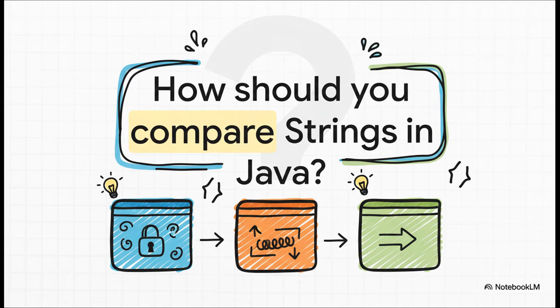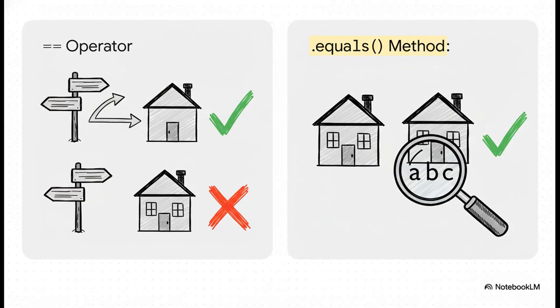Because of those 2 different memory spots we just talked about, comparing strings isn't as straightforward as you think. You've got 2 ways to do it, and they do not do the same thing. Let's break this down. The double equals operator is basically asking, are these 2 variables pointing to the exact same object in memory? It's comparing the memory address.